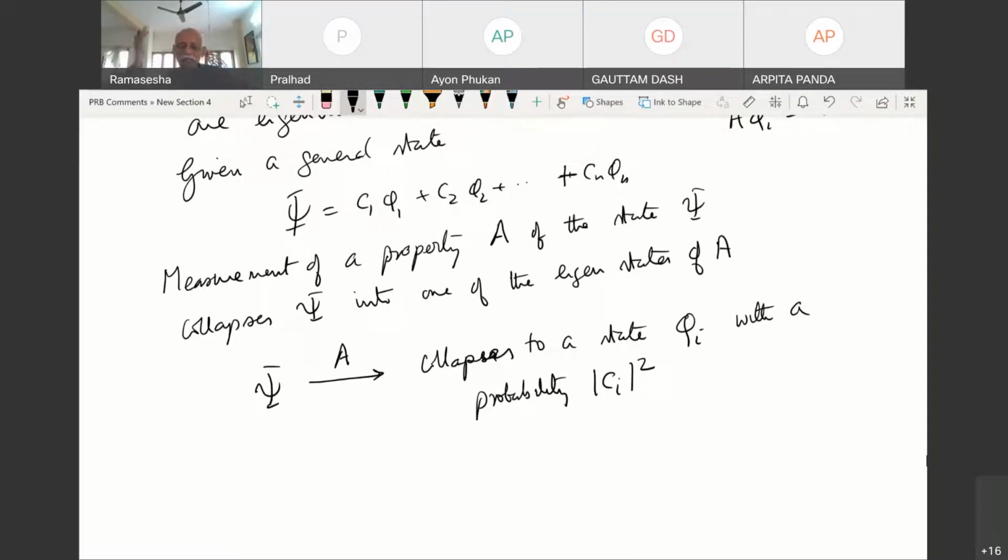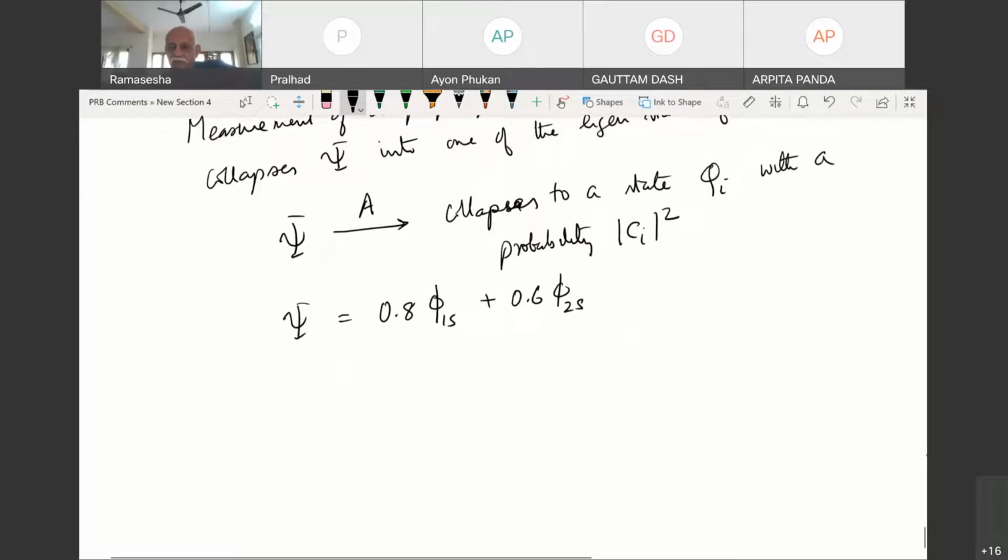So supposing I'm giving you a hydrogen atom. The hydrogen atom is now in a general state, which is a linear combination of, say, 0.8 times the 1s orbital and 0.6 times the 2s. Let us see. And I want to measure the energy of this general state.